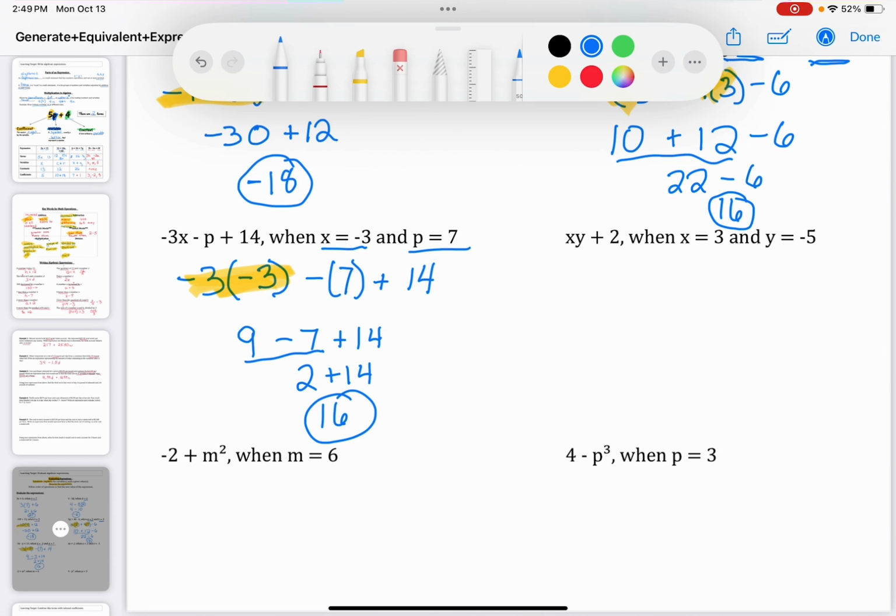All right, the next one I have x times y plus 2. So I'm replacing both x and y when x equals 3 and y equals negative 5. So that will be 3 in place of x, negative 5 in place of y, plus 2. So evaluating, 3 times negative 5 will be negative 15, plus 2. Negative 15 plus 2 will be negative 13.